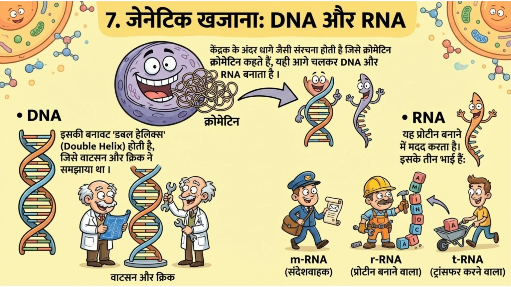DNA has a double helix structure, explained by Watson and Crick. RNA helps in protein synthesis and has three types: mRNA, messenger, rRNA, protein builder, and tRNA, transfer.